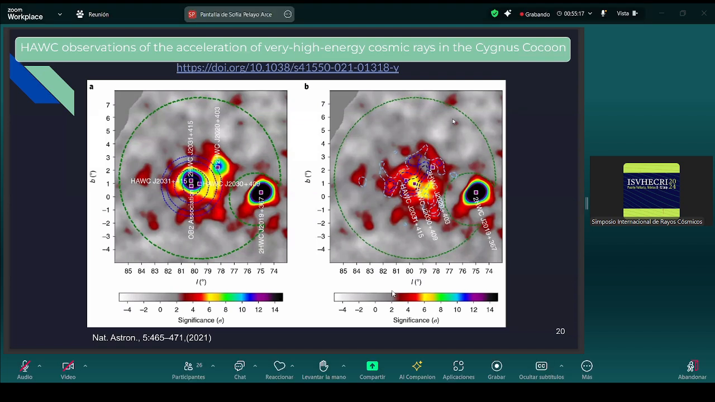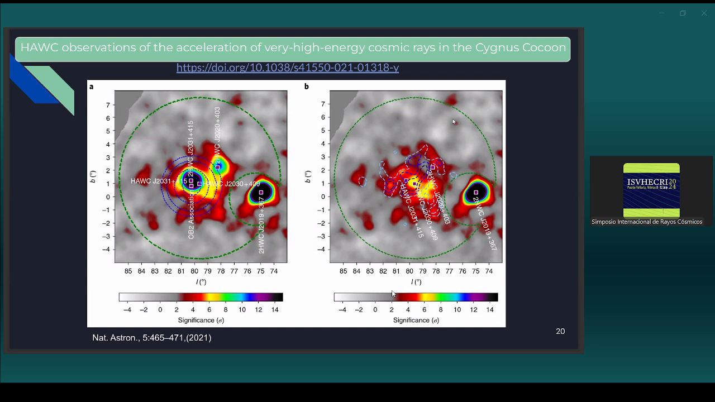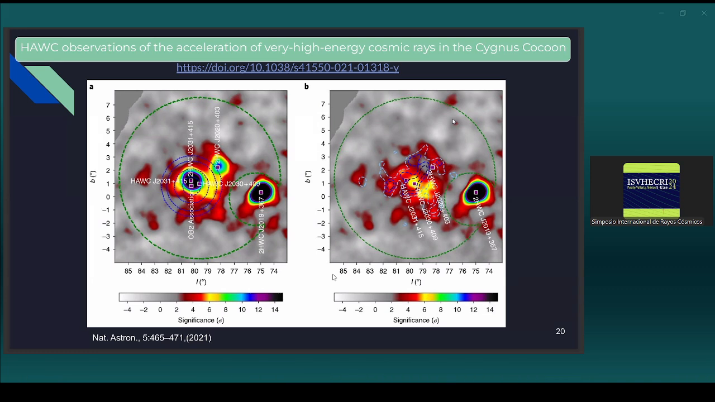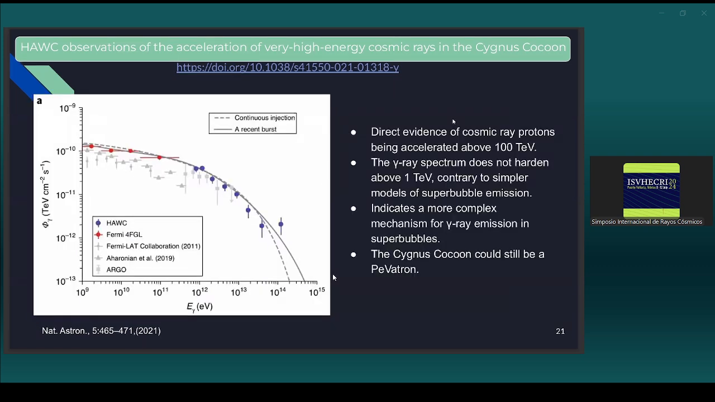And after removing this signal, we are still getting an excess. And we name this excess this source, J2030+49. And we checked the spectrum of this region, and it reaches high energies also. It extends above 100 TeV.